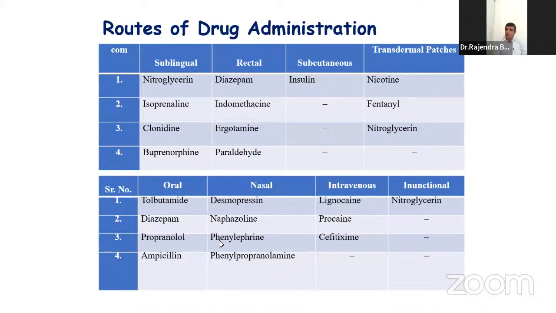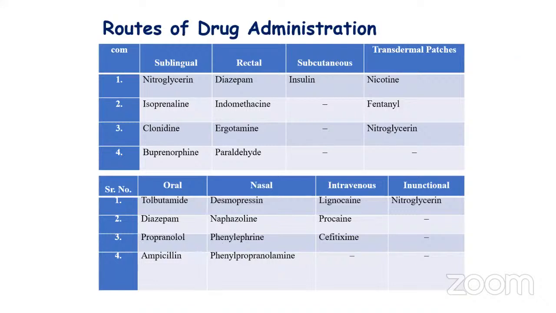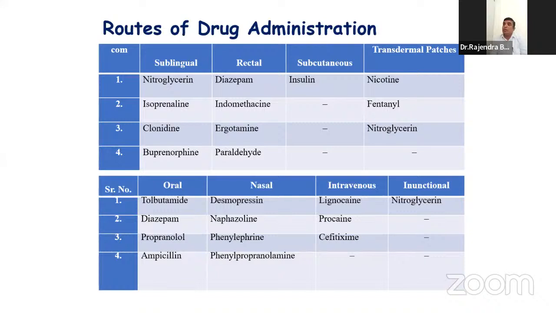Again here you can create a question: which drug is administered rectally in the treatment of febrile epilepsy? What is meant by febrile epilepsy? Epileptic attack occurs in children below 5 years. So there is a high grade fever, that is your febrile epilepsy. So which is the drug of choice? Diazepam. Then indomethacin, in the market Indocap is there, ergotamine, paraldehyde. So these are the drugs which are administered rectally.